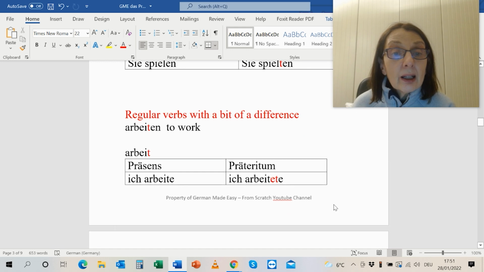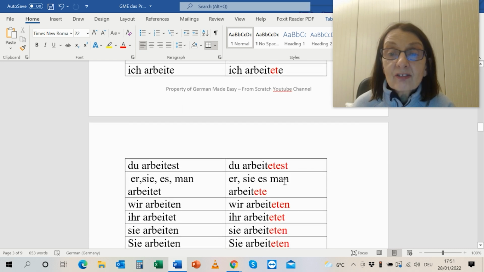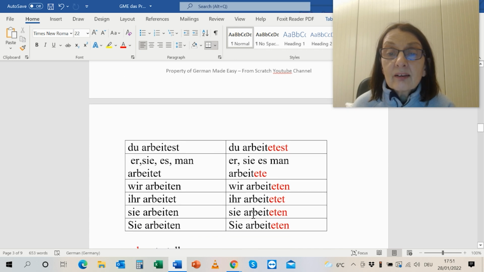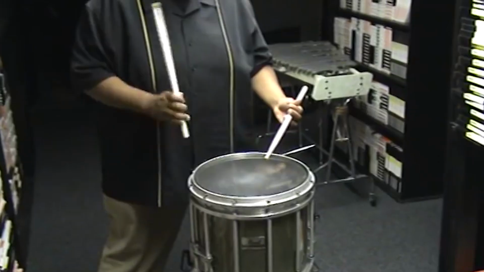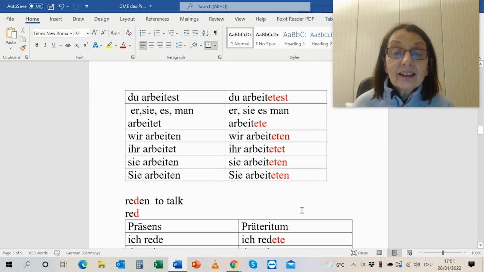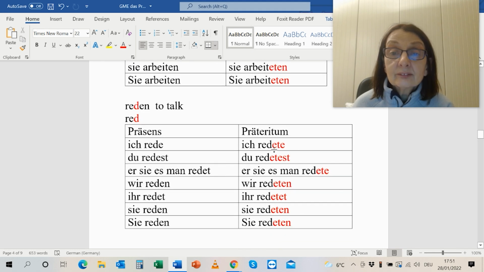Look at arbeiten. This is a bit quirky, because the main stem ends in T. So we had to do a bit of an addition. What do we do? We put in an extra E, otherwise you'd have 2 T's coming together. So that's pronounced ich arbeitete. And it goes down, er arbeitete, and then the plural, sie arbeiteten. So te, ten, te, te, te, ten, te, te, because of the T. And reden does the same, because of the D. Ich rede, I talk. Ich redete, I talked. Wir reden, we talk. Wir redeten, we talked.